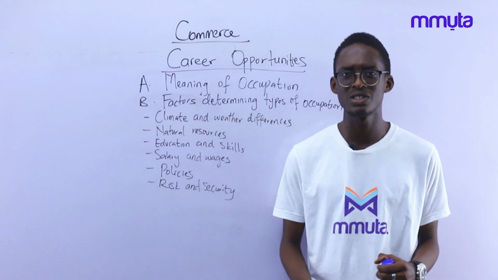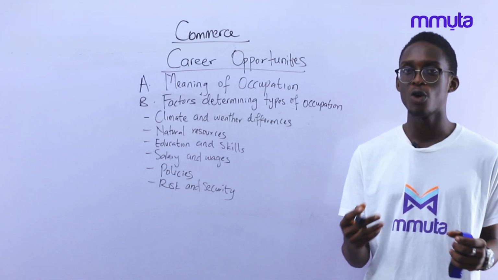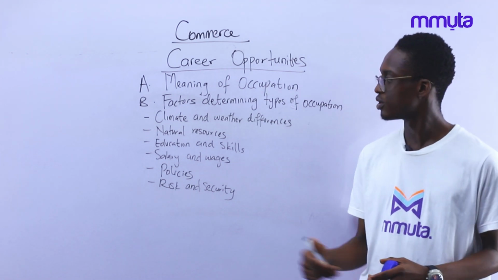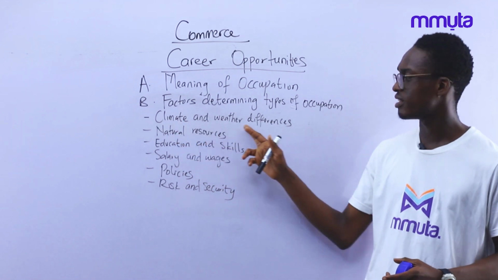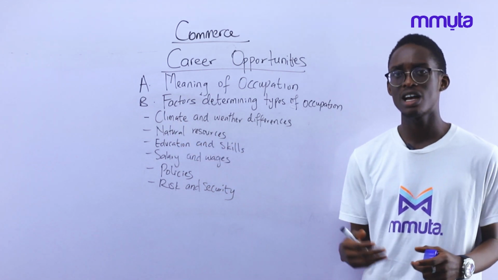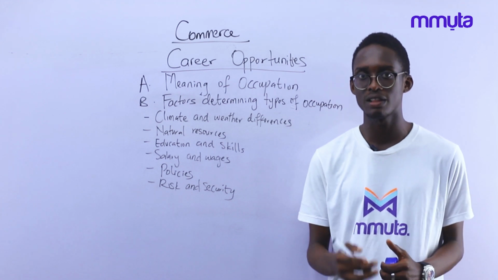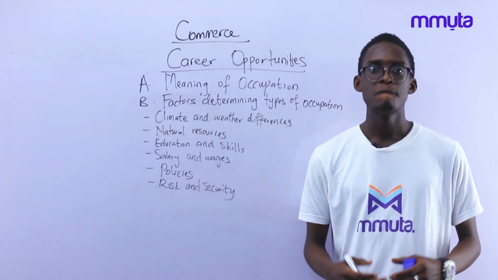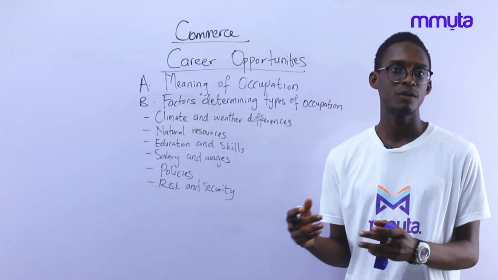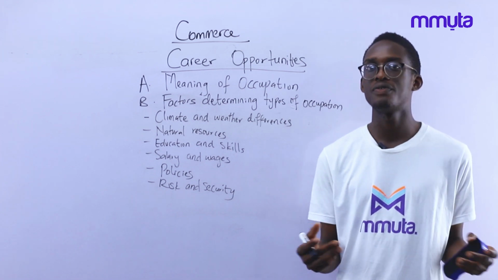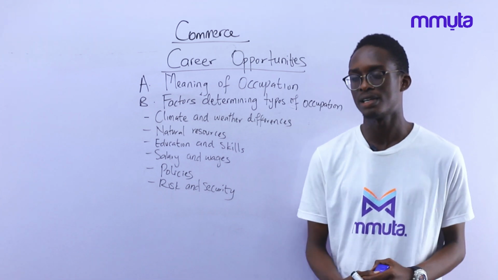There are various factors that determine the type of occupation one engages in. Number one is climate and weather differences. Climate and weather differences is one of the factors that determine the type of occupation that one does. For instance, in a riverline area, we have fishermen and farmers.